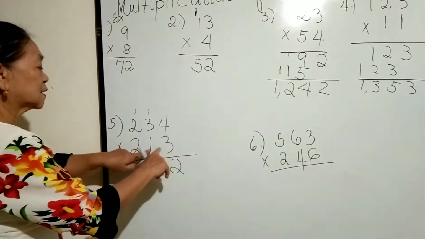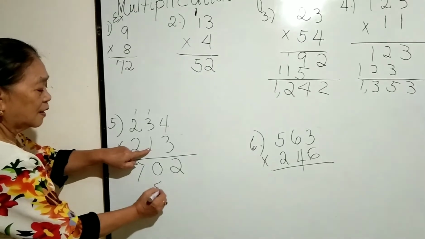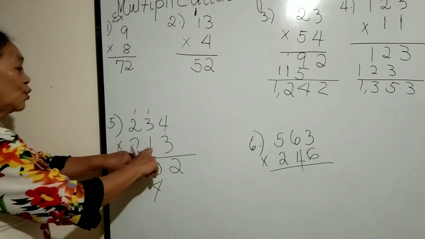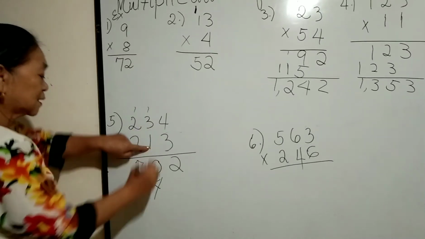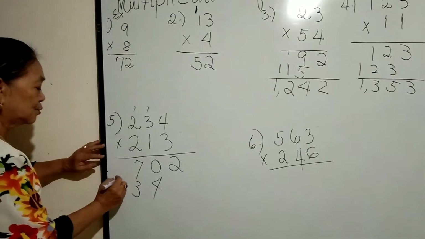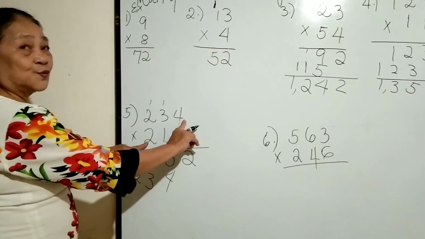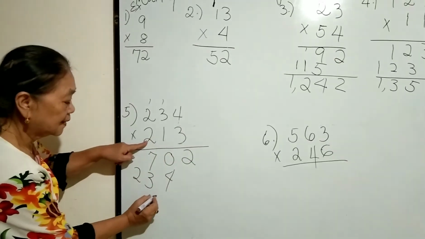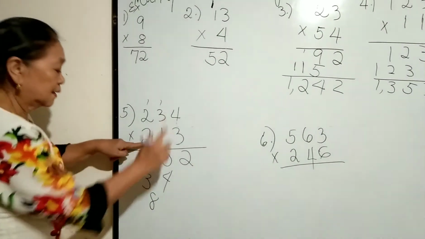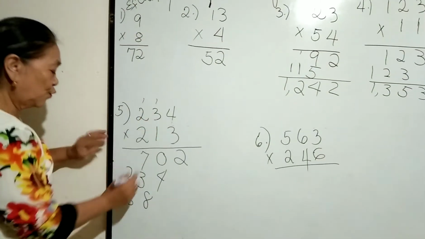So we are done with this. 1 times 3 is 4. You do like this in this slanting position. 1 times 3 is 3. 1 times 2 is 2. Here, we are done with this. 2 times 4, 8. 2 times 3, 6. 2 times 2, 4.